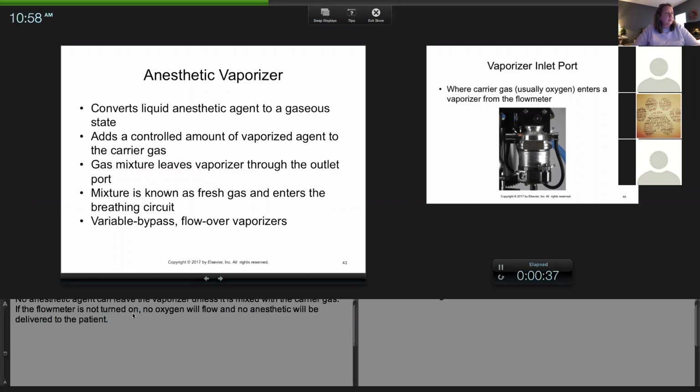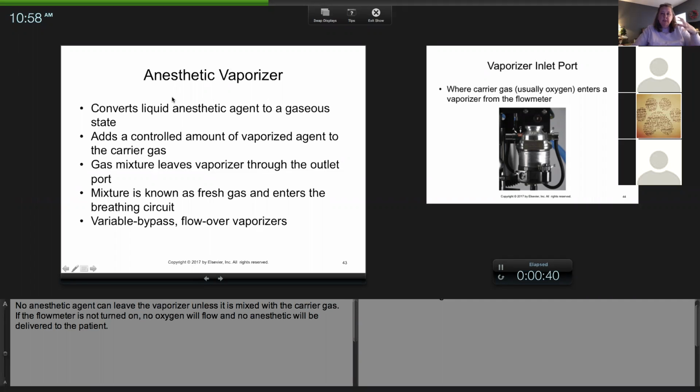The main gist of what the vaporizer does is it converts a liquid anesthetic into a gas state, and it's delivered to the patient as a gas. You pour the liquid into the vaporizer and it vaporizes, and that's what's delivered. The goal is to deliver a controlled amount, an amount that we have control over, that we can turn up or down to control our patient.